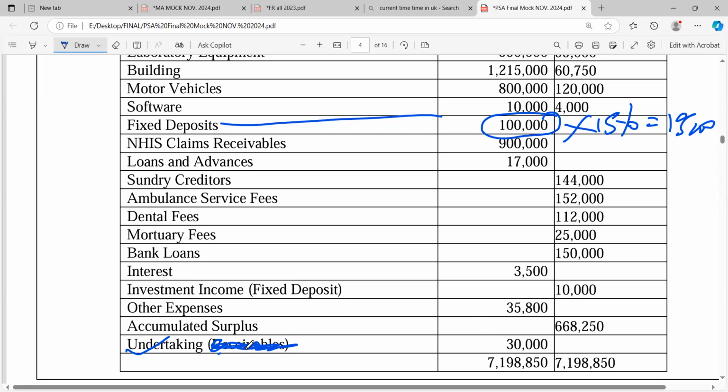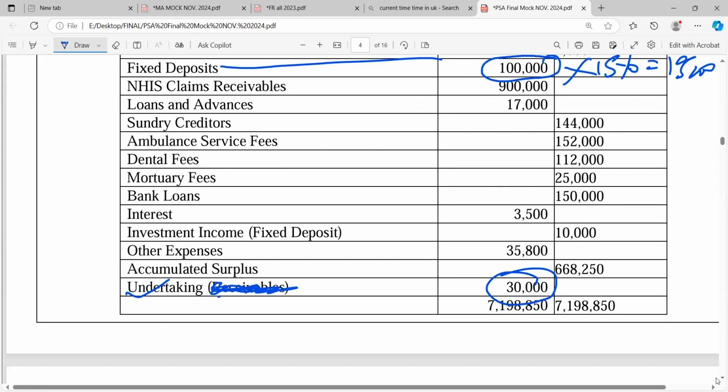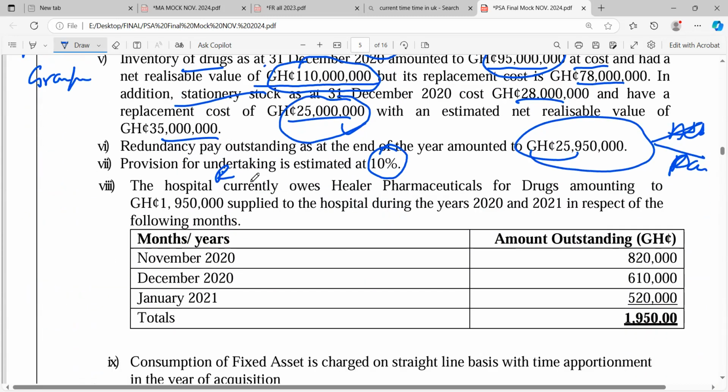You could have just claimed the receivable from there. So 30. First, calculate your provision, which is 10%. So 10% times 30 will give you what? It will give you 3,000. What's the entry?